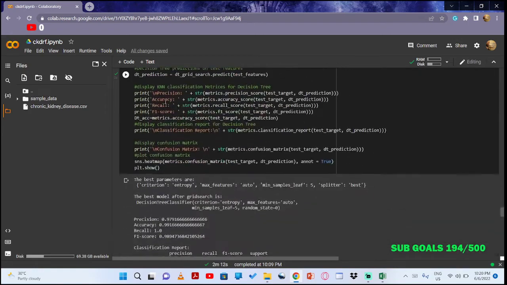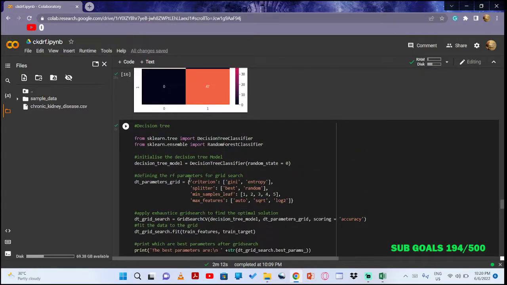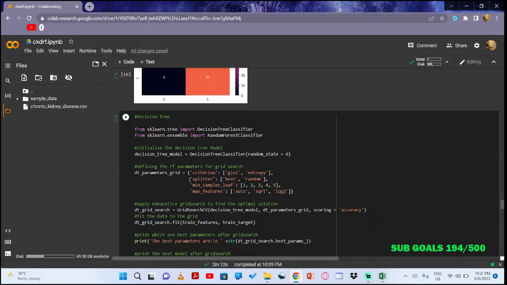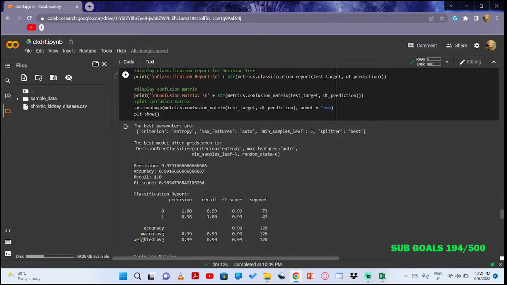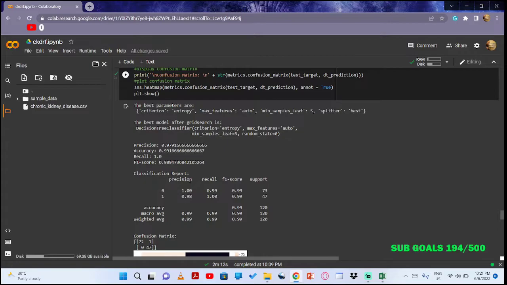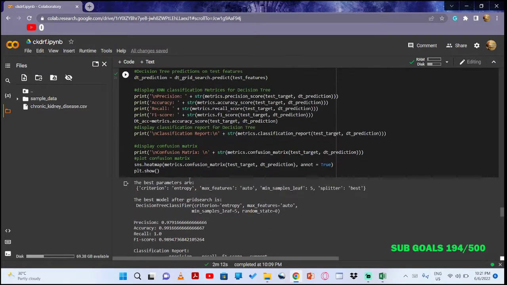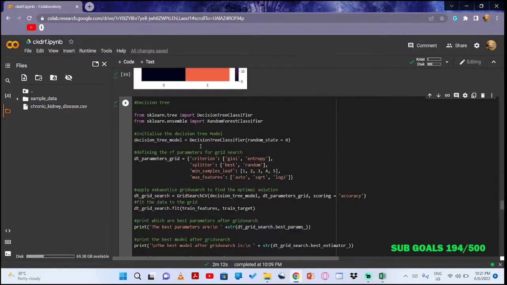Then comes the decision tree. It's one of the best performing algorithms: decision tree, random forest, and then support vector. Those were the best performing supervised algorithms. Even with this algorithm we got 99%. It's quite faster than the other algorithms. SVM and decision tree were quite faster than the other algorithms.